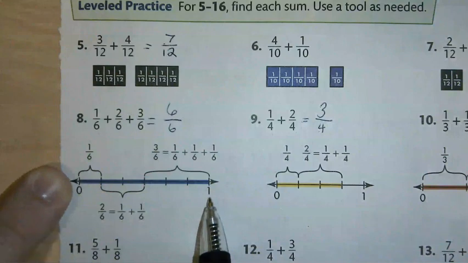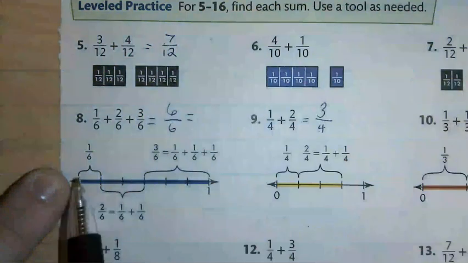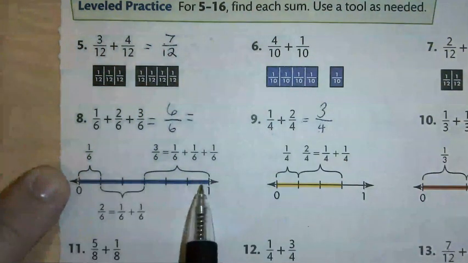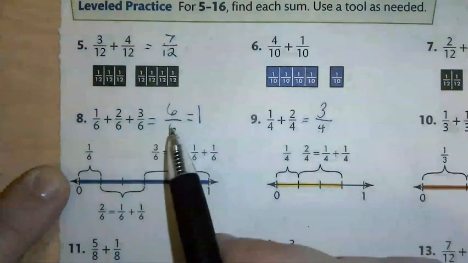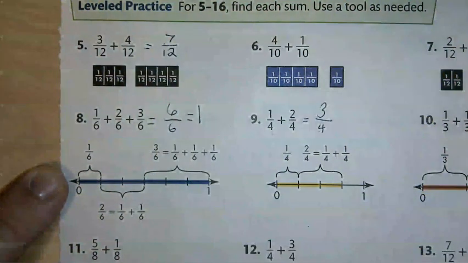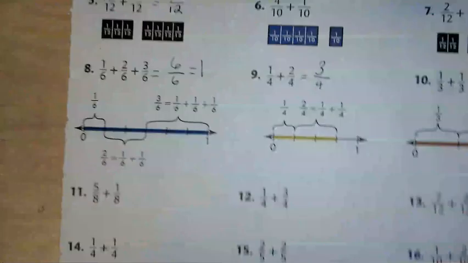We ended at the 1 whole. And the reason for that is because if I have 6 pieces and it takes me 6 pieces to get to 1 whole, then this is 1 whole. Whenever my numerator and denominator are the same, it's equal to 1 whole. Okay? So that one would be 1 whole. All right. Let's jump down.